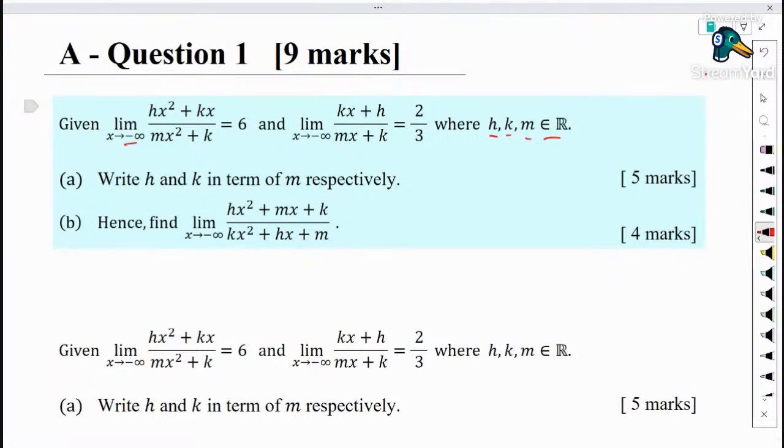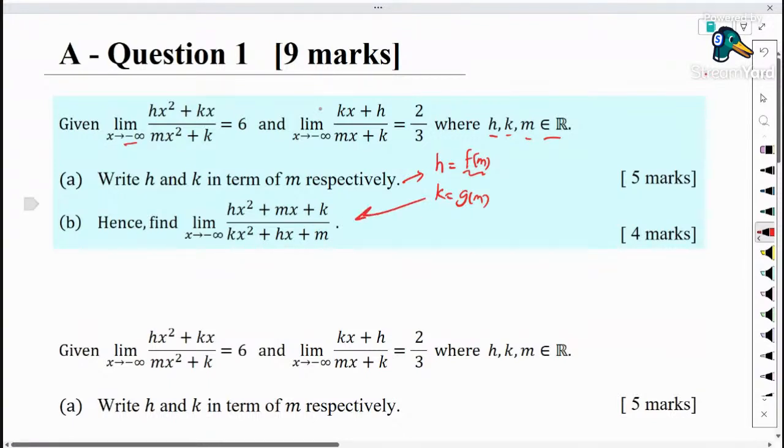Now, for part A, we would like to have h and k written in terms of m respectively, which means that we would like to have h written as some function of m, and k also as some function of m. Then, based on this result, we would like to find out the following limits below accordingly. Let's see how we solve these questions with the info that we have.